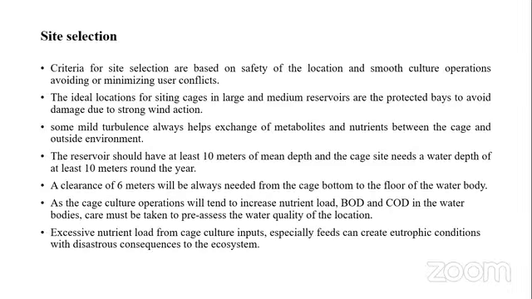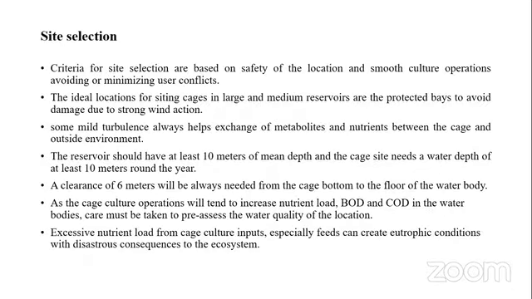So the site should be where there is not much wave action or current, or which is not a much-visited site, because where there is a water body, the visitors and anthropogenic activities start more. So we should avoid those kinds of areas where many intruders are coming, or the site is very close to some viewpoint or things like that. Some mild turbulence always helps exchange of metabolites and nutrients between the cage and the outside environment.